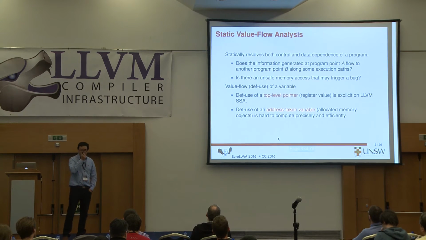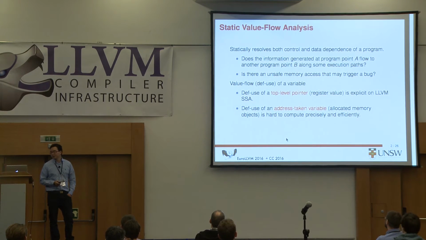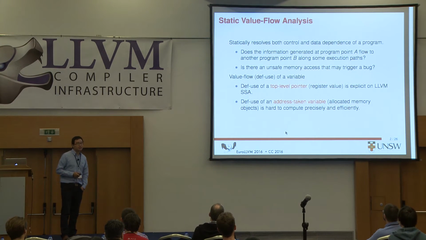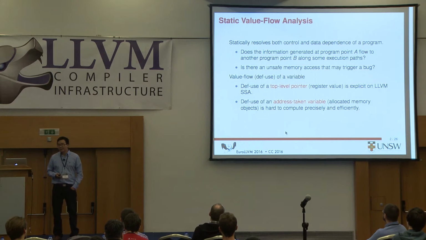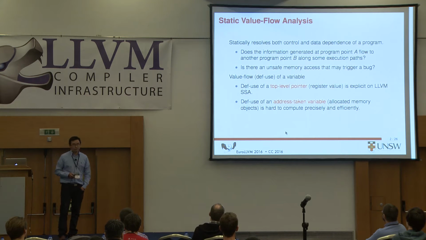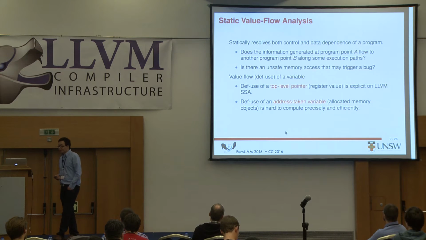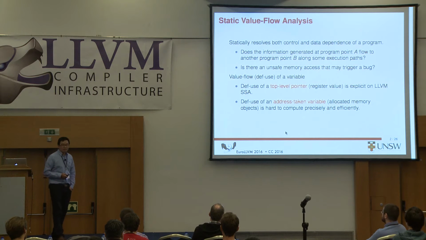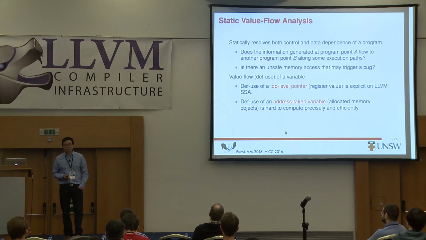Following the LLVM IR, we separate variables of a program into two categories. The first category is top-level pointers or register values, whose def-use or value flow information is explicit in the LLVM SSA. The second category, we call address-taken variables or allocated memory. They can only be indirectly accessed using top-level pointers at loads or stores, which requires pointer alias analysis. So the def-use of address-taken variables is hard to compute precisely and efficiently, especially for real-world large-size programs.